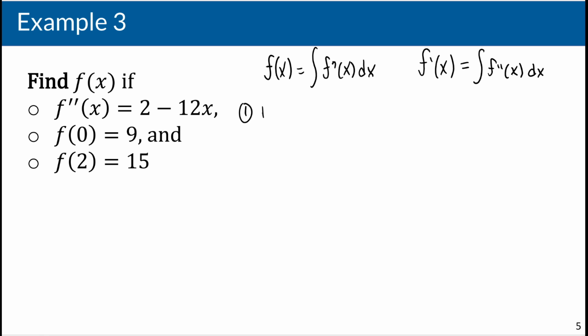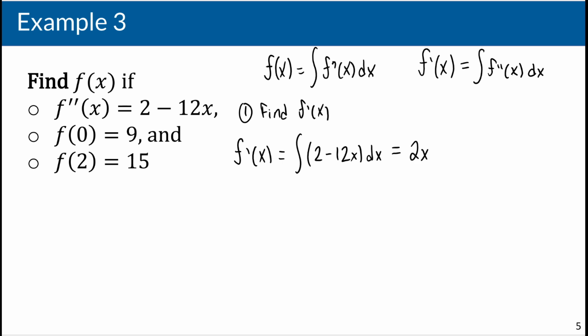Our first step is to find f prime. So we'll work back incrementally. To find f prime, I've already said I'm going to do the indefinite integral of 2 minus 12x. That's the second derivative. And if I work backwards from that, the antiderivative for 2 is just going to be 2x, and the antiderivative for 12x will be minus 12x squared over 2, which simplifies to 2x minus 6x squared. And I suppose I should put a plus c there on the end, shouldn't I? Because I'm looking for general antiderivatives here. And so now I have f prime.